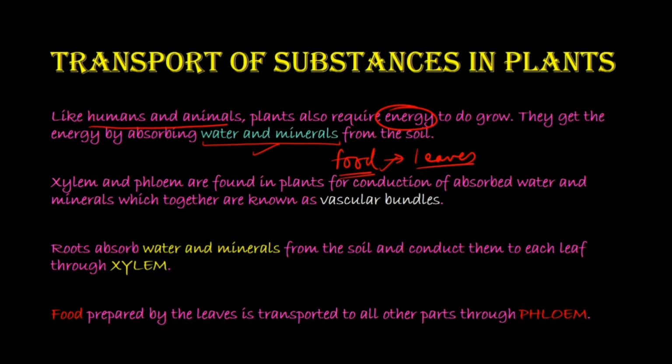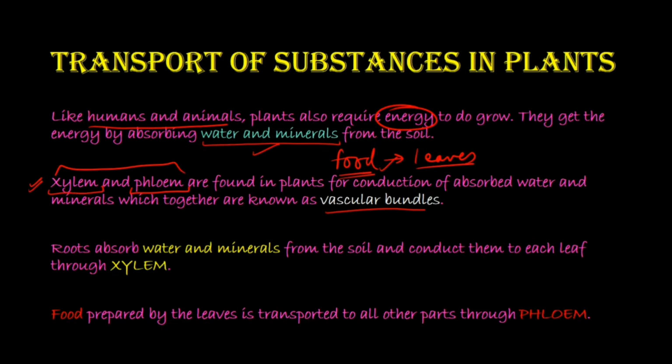So there is a specific tissue, that is xylem, for the transportation of water and minerals, and a specific tissue, phloem, for the transportation of food. Both of these tissues together are known as vascular bundles, right? We will be discussing them in detail.